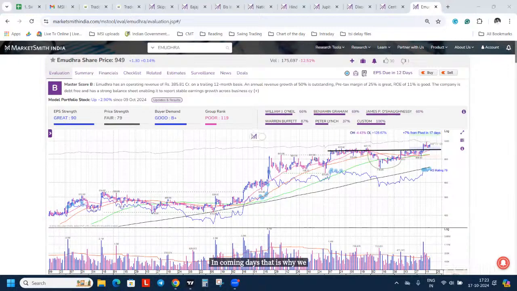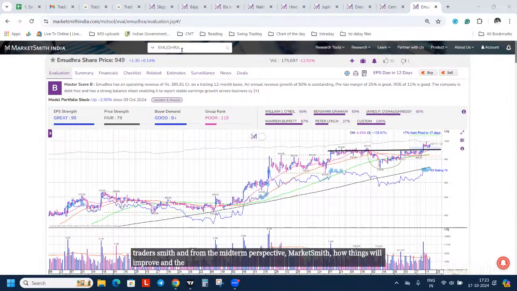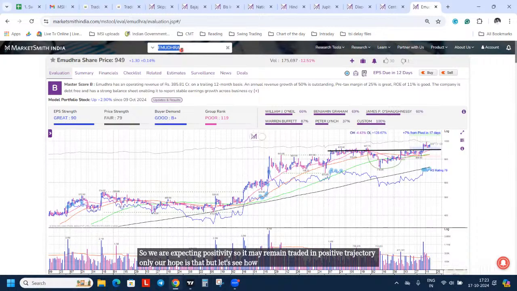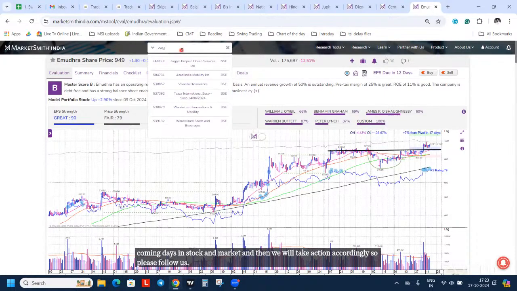So again, please follow us from a short-term perspective at TraderSmith, and from the mid-term perspective at MarketSmith, to see how things will improve and the way we will take actions. We are expecting positivity, so it may remain traded in a positive trajectory only. That is our hope, but let's see how the market and the trend will emerge in coming days, and then we will take action accordingly. So please follow us.